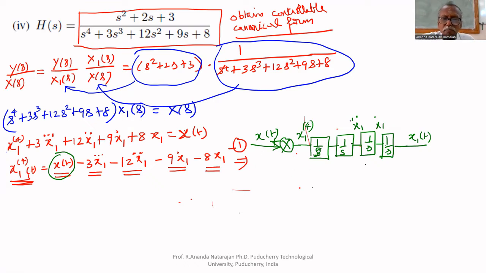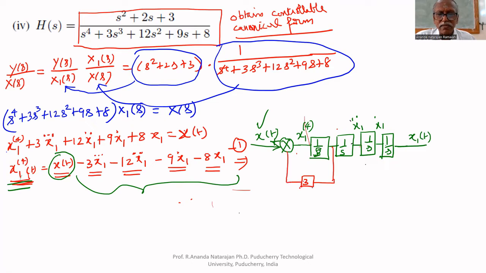Now, the fourth derivative of x1 is available. We are assuming this is available. But this is equal to what? x of t, that is given here. What are the remaining things we have to give? These are the 4 elements. The third derivative is available here. How many times we have to multiply? 3 times, and we have to subtract it from this.